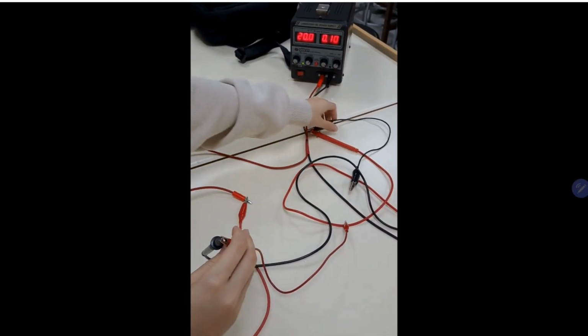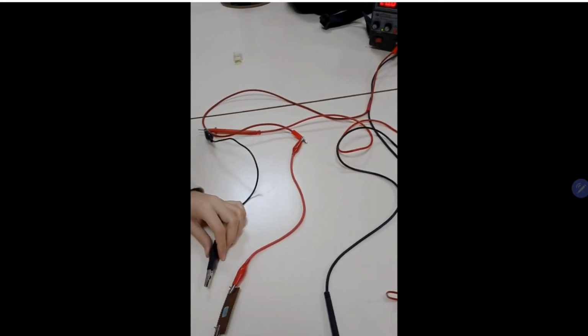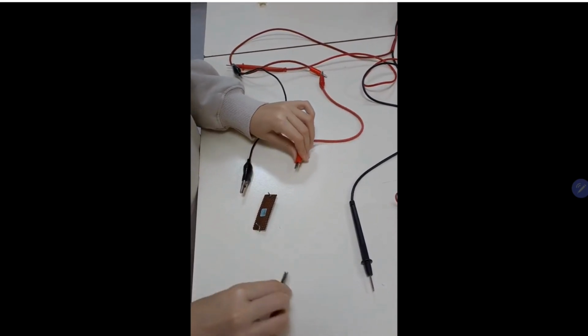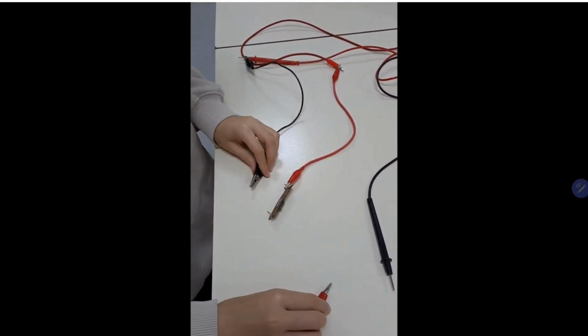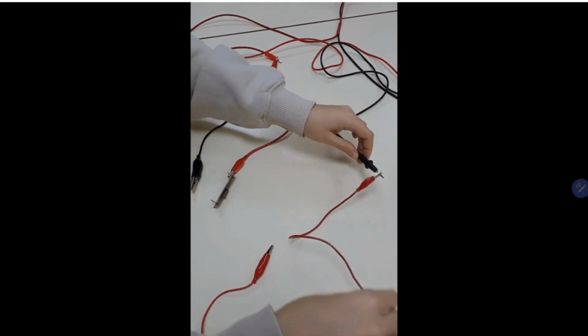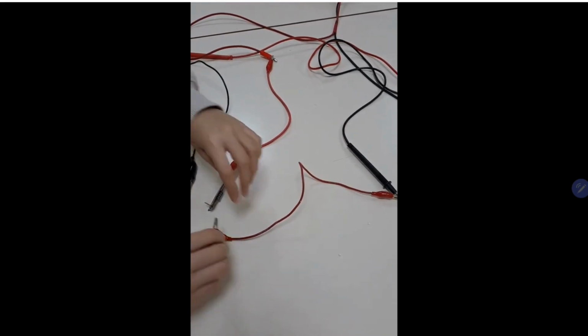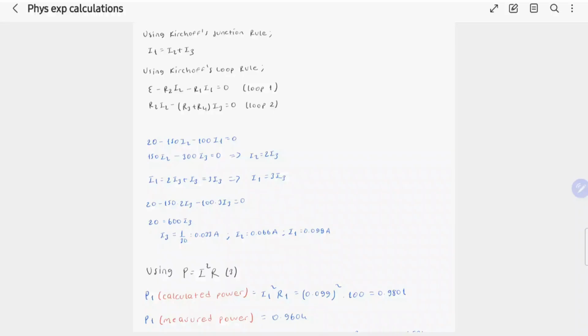Later, in order to measure the current, I connected the ammeter in the circuit, but at first I connected it in parallel and therefore I couldn't measure the current. Then I realized my mistake and connected it in series. After that, I measured the current passing through each resistor.